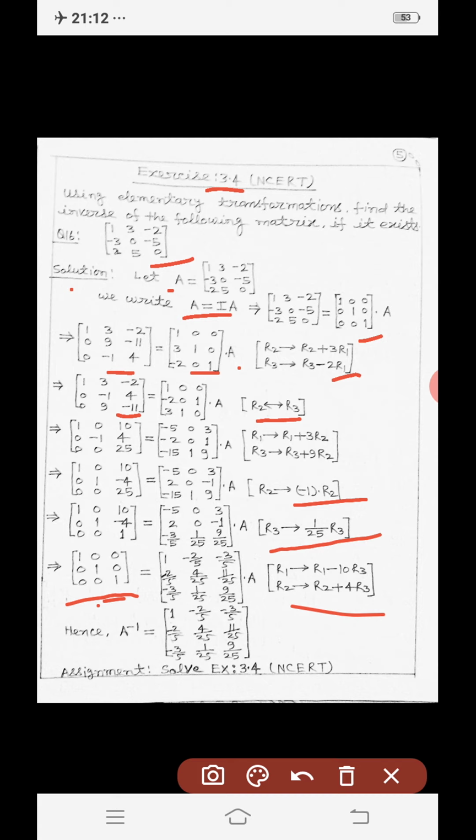So here A inverse is equal to 1, -2 by 5, -3 by 5, -2 by 5, 4 by 25, 11 by 25, -3 by 5, 1 by 25, 9 by 25.